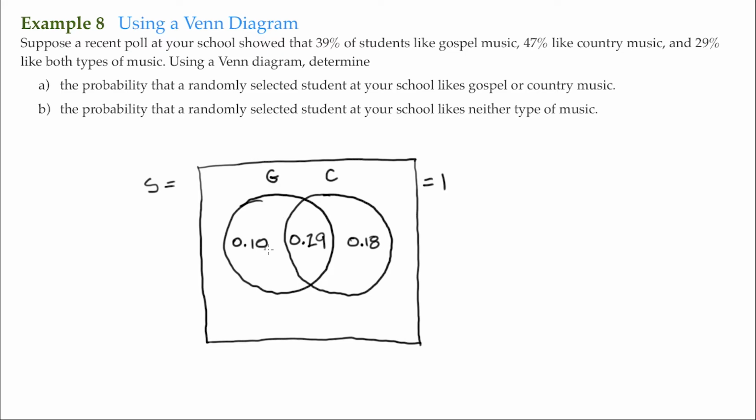So this does not tally up to 1. As a matter of fact, that's 10% plus 29% plus 18%. That comes out to be 57%. And that answers letter A, the probability that a randomly selected student at your school likes gospel or country music, 57%.